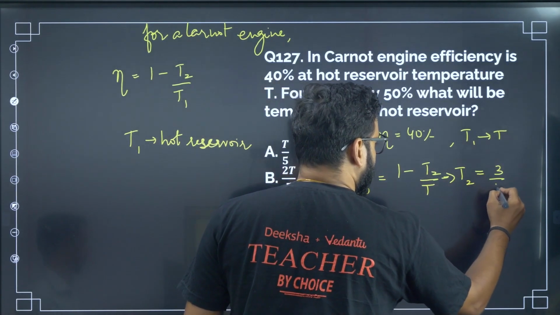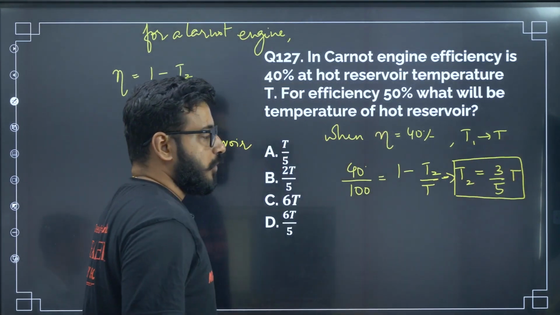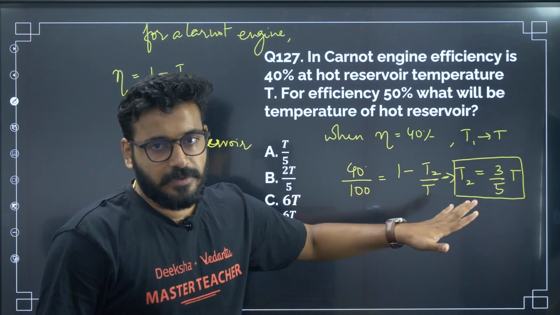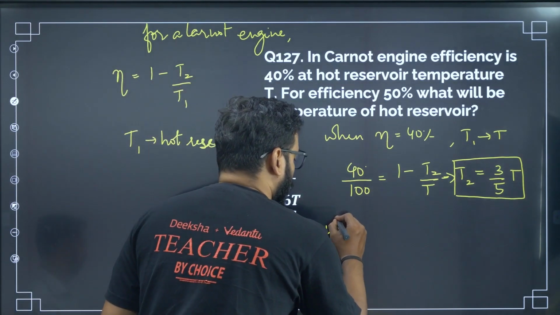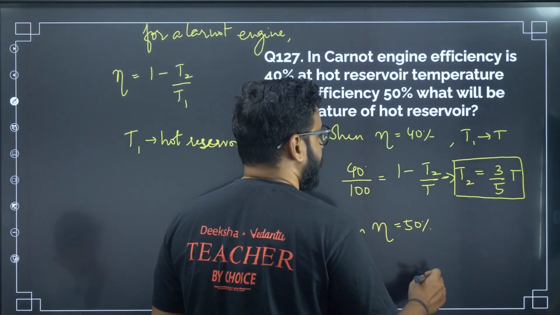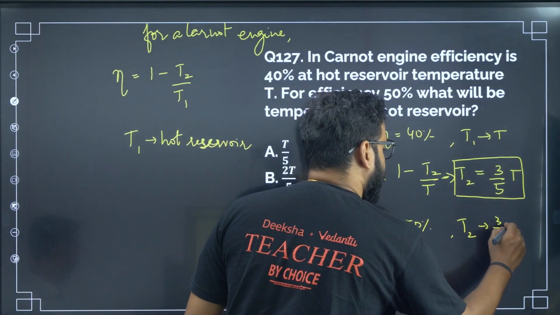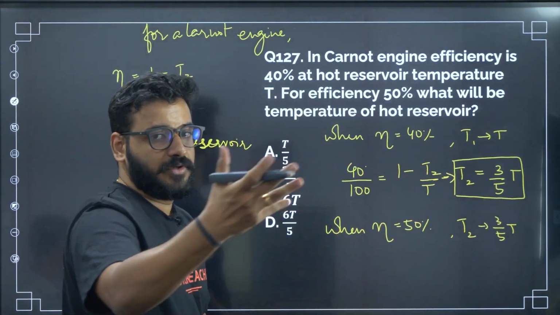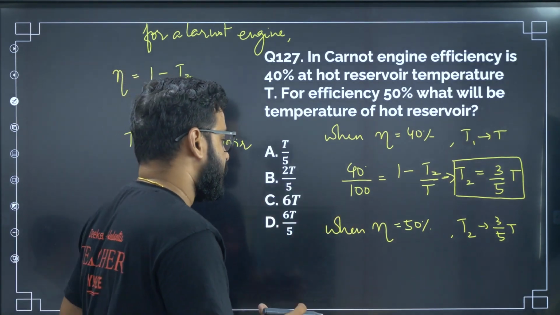So it is 3 by 5 T. Okay, so T2 we have got it as 3 by 5 T. So let's assume the final temperature is 3 by 5. Now let us take the next condition, that is what will happen when the eta is 50%. Eta is 50%. So our T2 we already know, it is 3 by 5 T. We have to find our T1. That's the question, right? What's the hot reservoir temperature if efficiency was 50%?